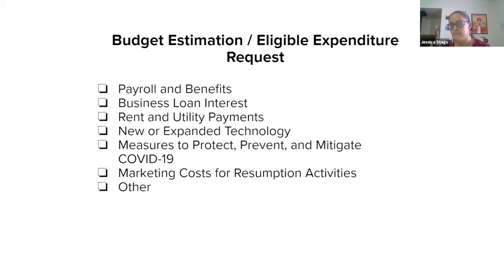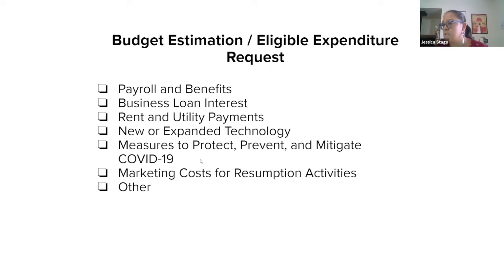So the covered period is March 1st. From March 1st to now, to October 6th, any funds that you have spent on any of these categories, you can ask to be reimbursed for through this grant. You can also ask for these funds from today through December 30th. So if you anticipate any of these expenditures from now to December 30th, you can also ask for the grant to pay for that. So payroll and benefits, let's go through these.